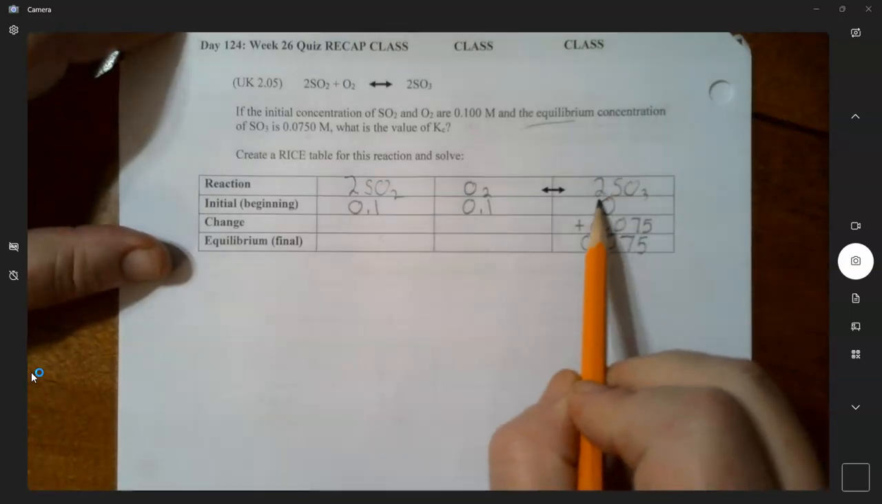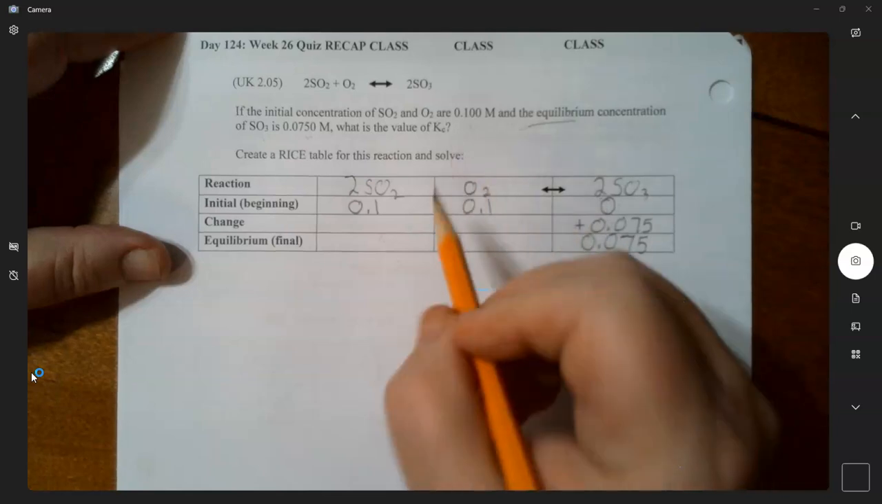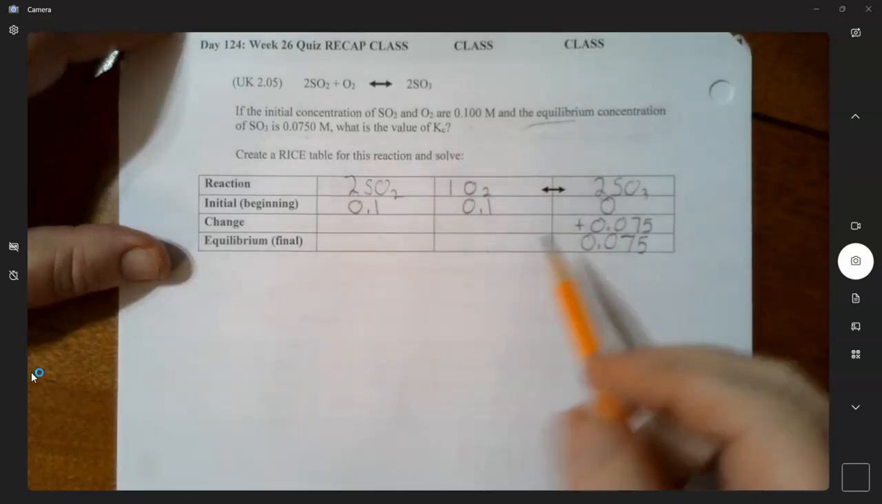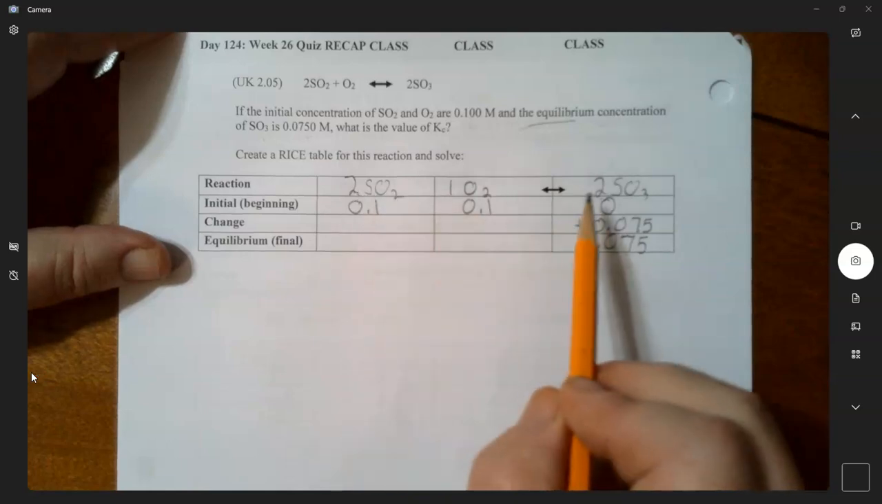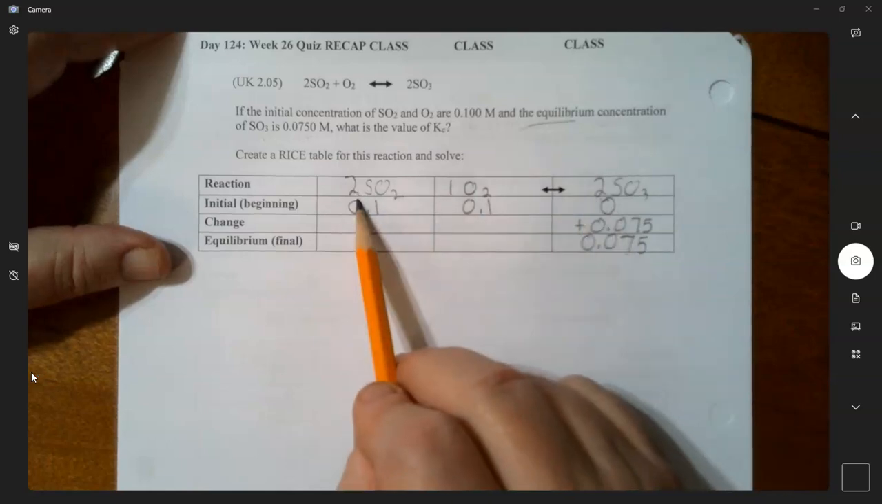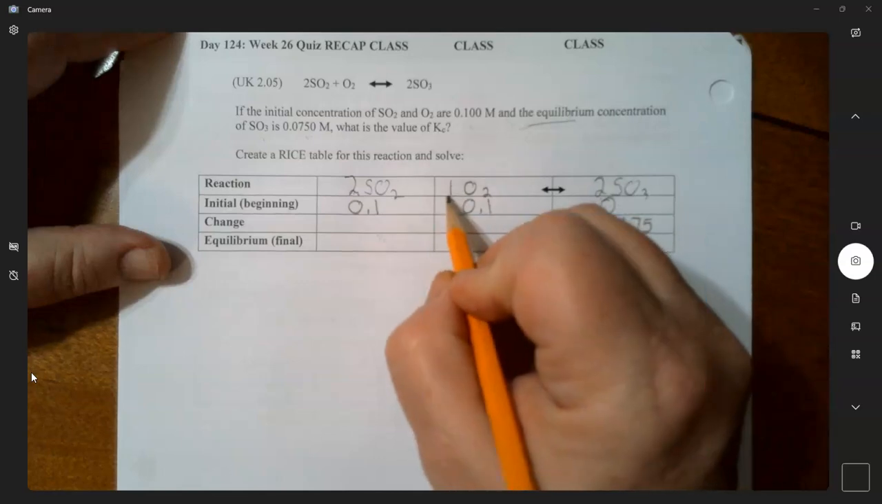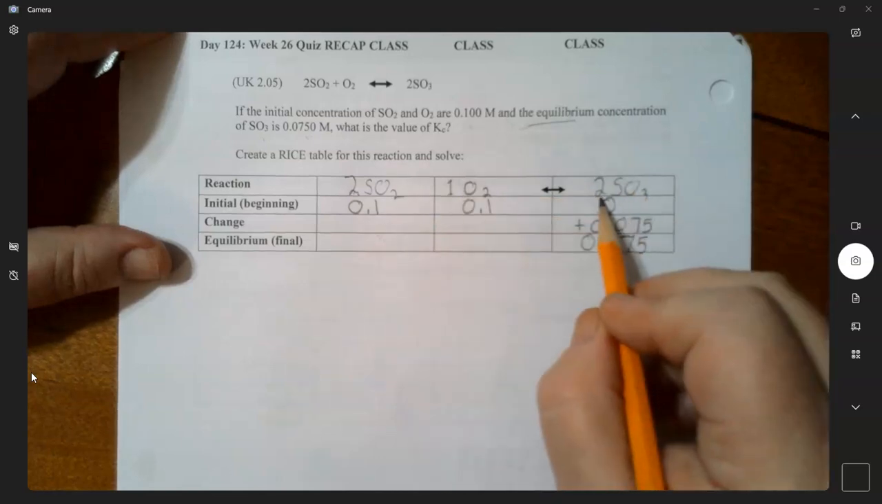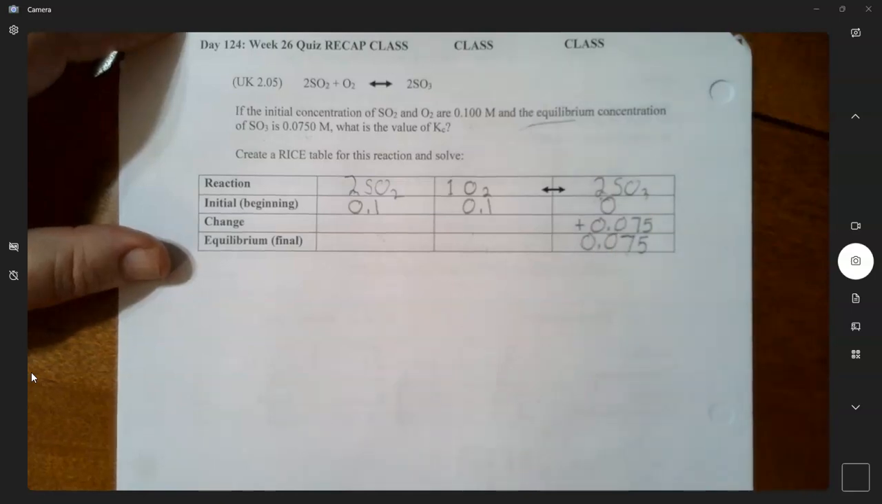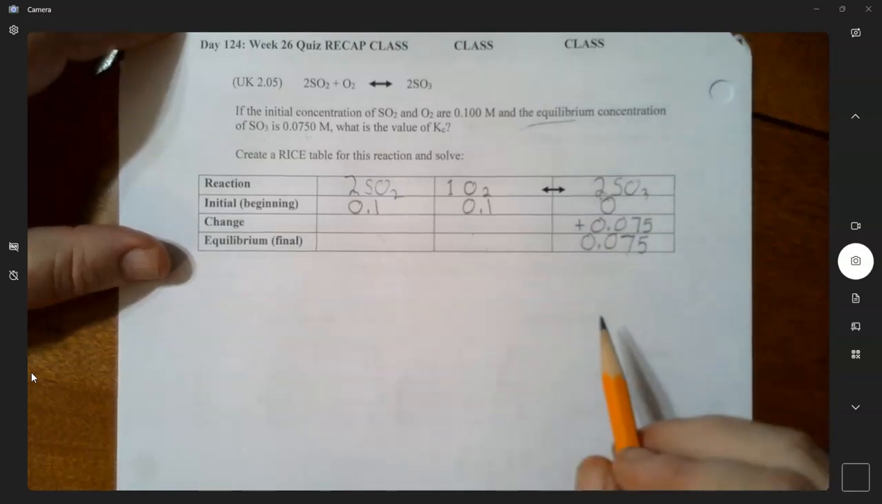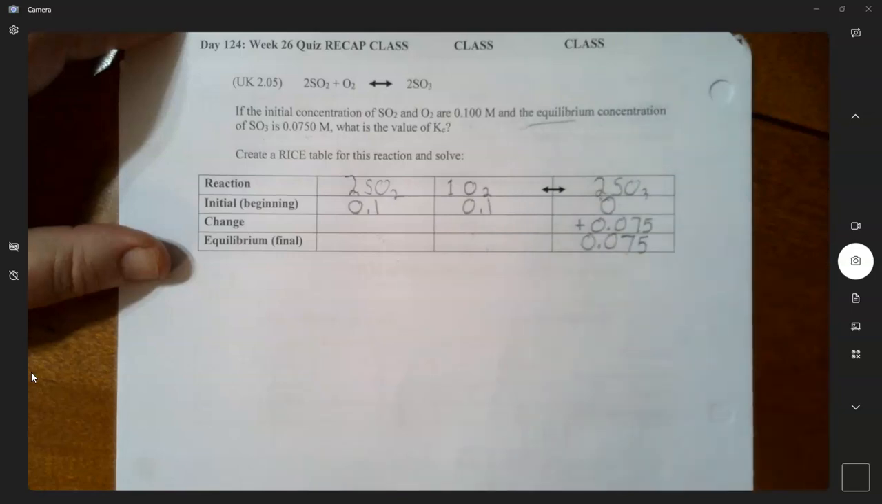If this is 2 and this is 1 and this is 2, then these two numbers, this one and this one, have to be the same because the relationship of the coefficients is the same. And since this coefficient, this 1 here, is half of this coefficient, then this number has to be half of this number, okay? All right, so I'm going to go ahead and I won't even deal with two x's and x's.